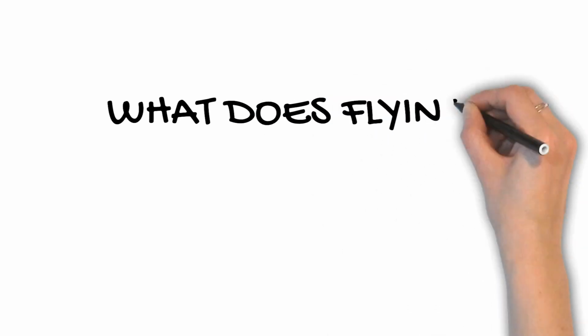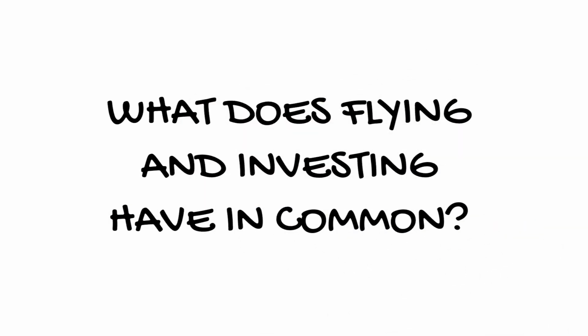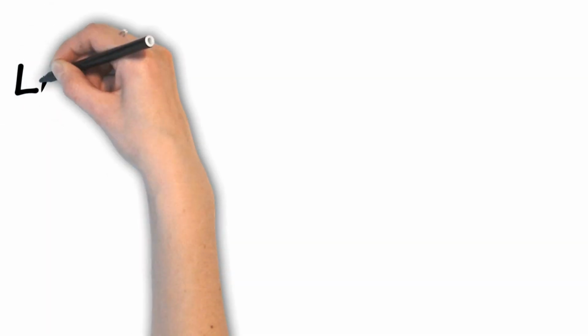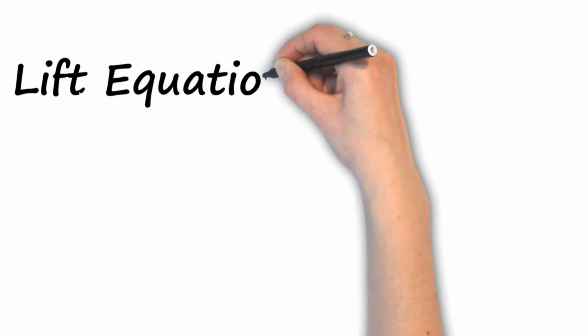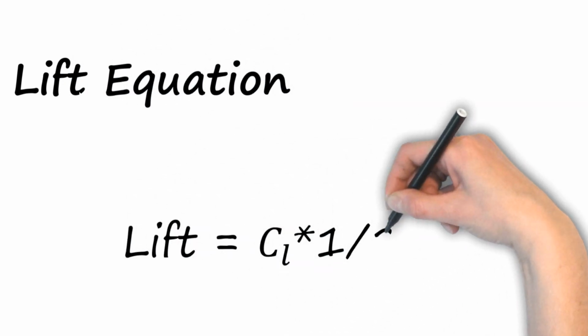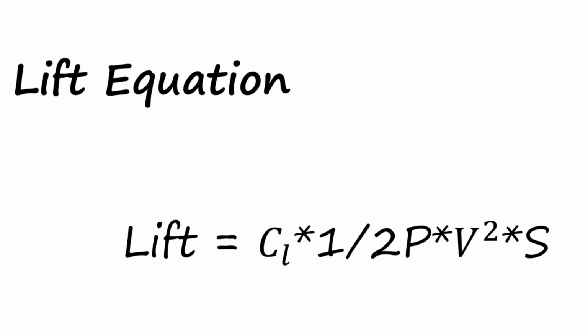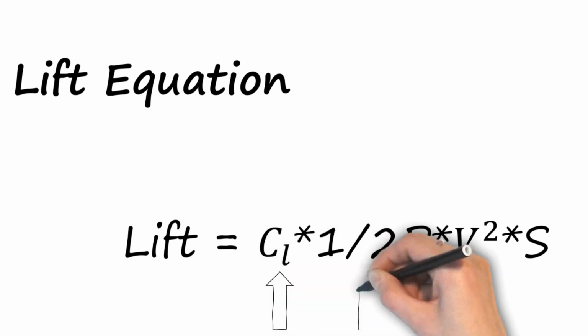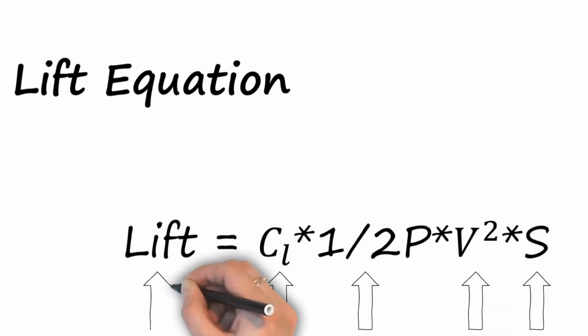Let's explore what flying and investing have in common. First, let's dive into how lift is created. The lift equation is as follows. Lift equals coefficient of lift times 1/2 air density times velocity squared times the surface of the airfoil. If you increase any of these values, the result is more lift.